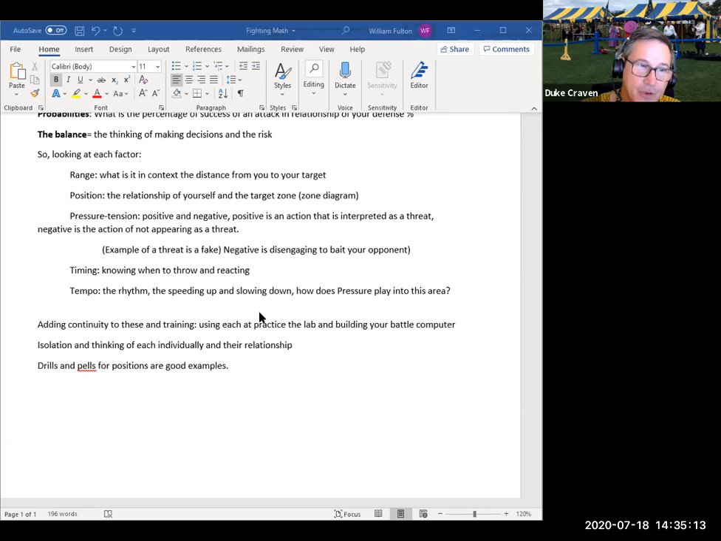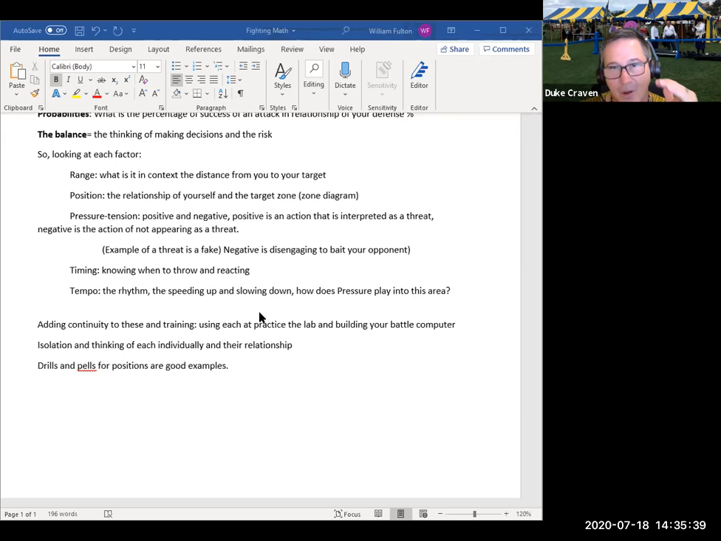Some other drills for pressure, timing, and tempo. One thing you can do with timing on the Pell, I didn't think about it at first, but I would sit there throwing offsides, and I had a cue ball size dot on the Pell.